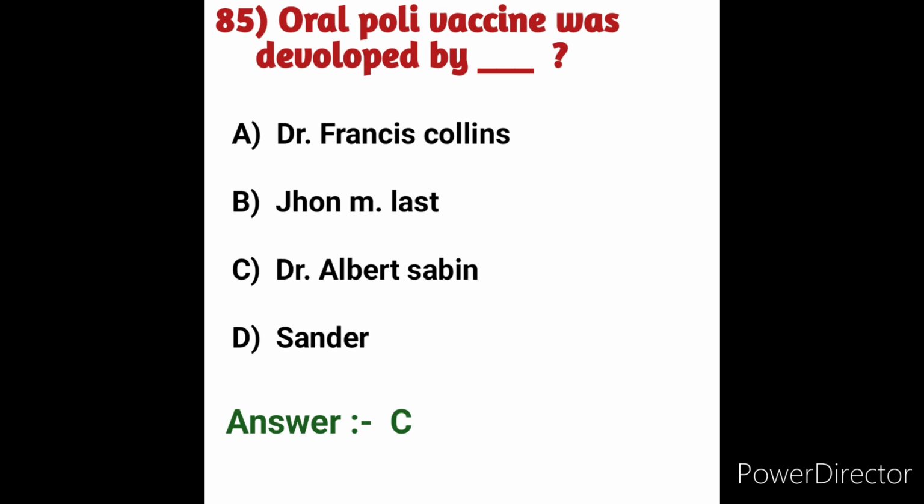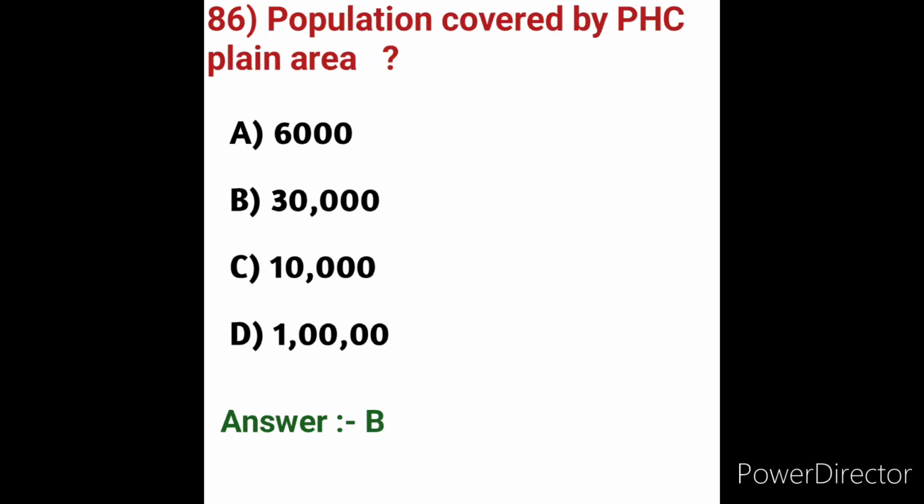On to question number 86. The population covered by a PHC in a plain area. Option A, 6,000. Option B, 30,000. Option C, 10,000. Option D, 1 lakh. Generally, it is 1 per 20,000 population in tribal and hill areas. In the plain area, option B is the correct answer, 30,000 population covered by a PHC.